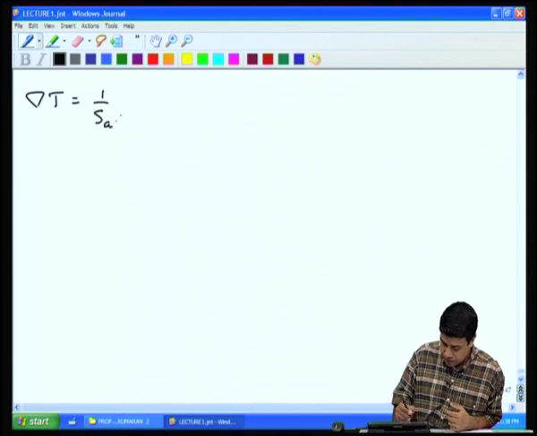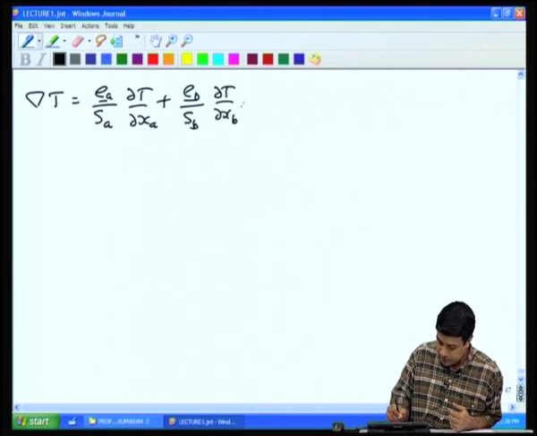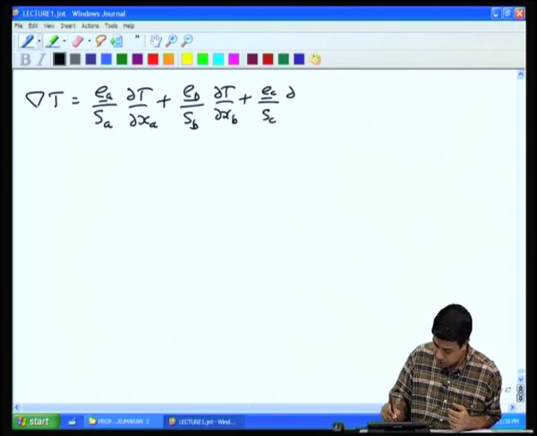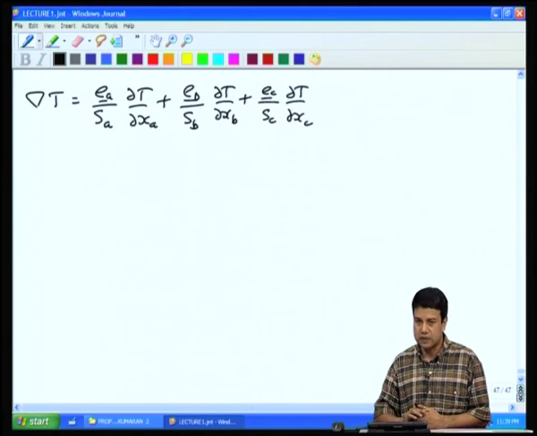e_a/S_a partial T by partial x_a plus e_b/S_b partial T by partial x_b plus e_c/S_c partial T by partial x_c, where S_a, S_b and S_c are the scale factors in the a, b and c directions. Okay. This is for a general orthogonal coordinate system.